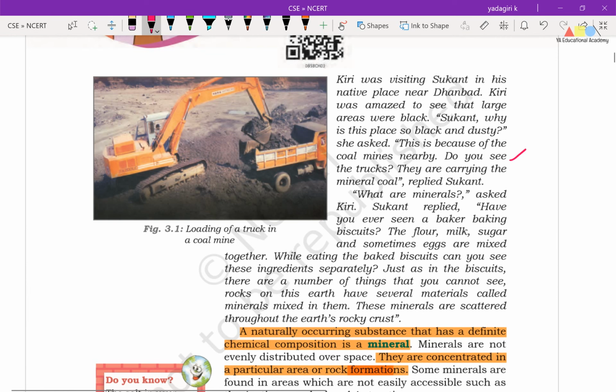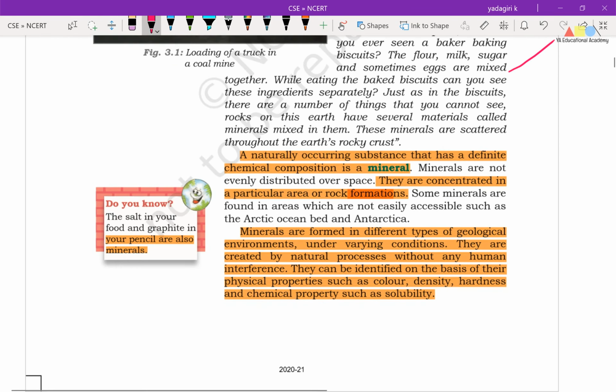Right friends, here is an anecdote. Here two children are trying to understand what resources are, and especially the mineral resources. Friends, a naturally occurring substance that has a definite chemical composition is a mineral. So what is a mineral? A mineral is a naturally occurring substance and it has a definite chemical composition. They are concentrated in a particular area or rock formations. So minerals are concentrated in a particular area or in a particular rock.